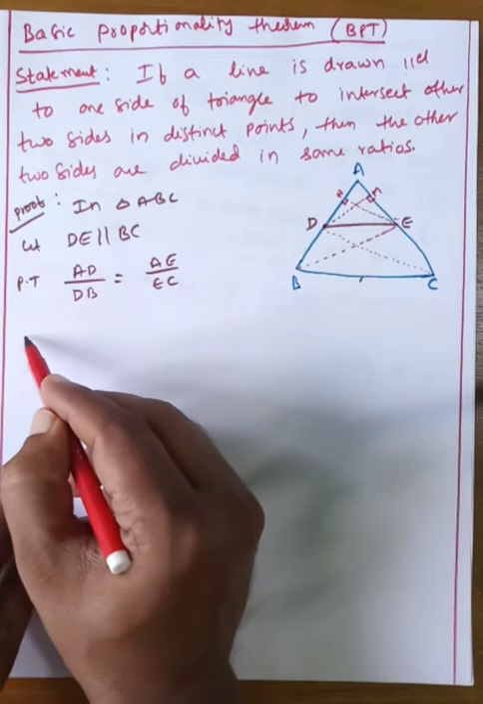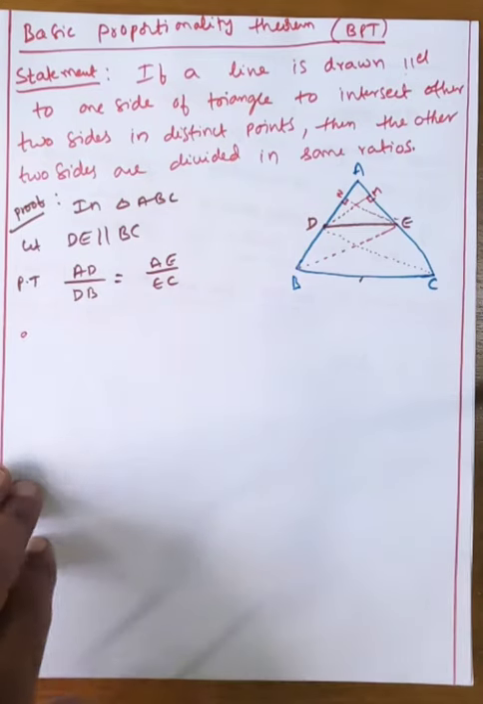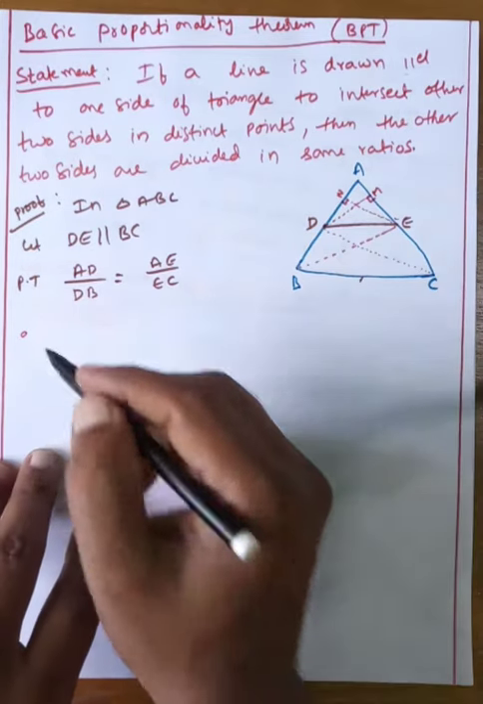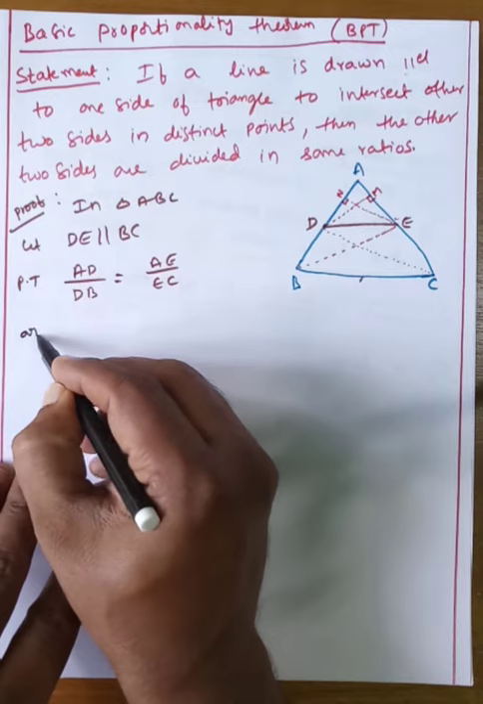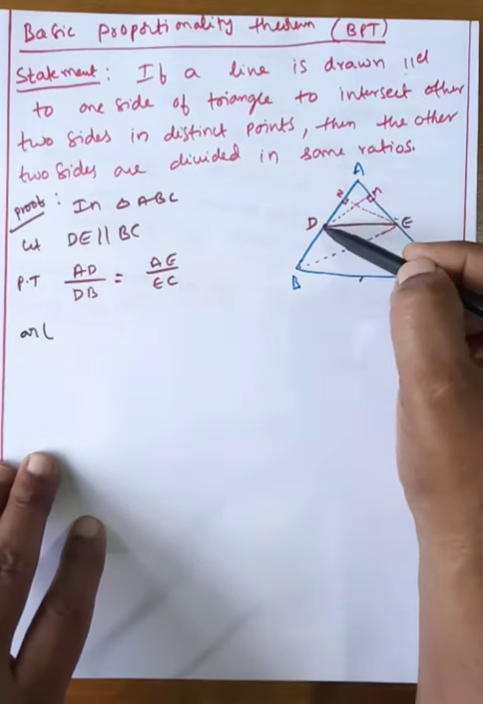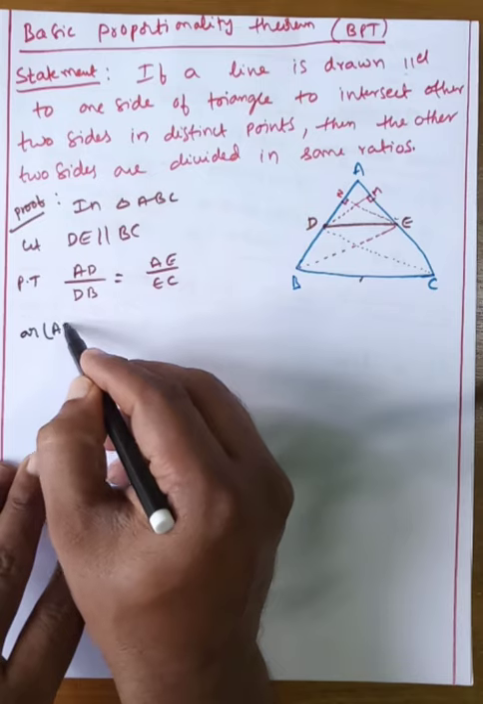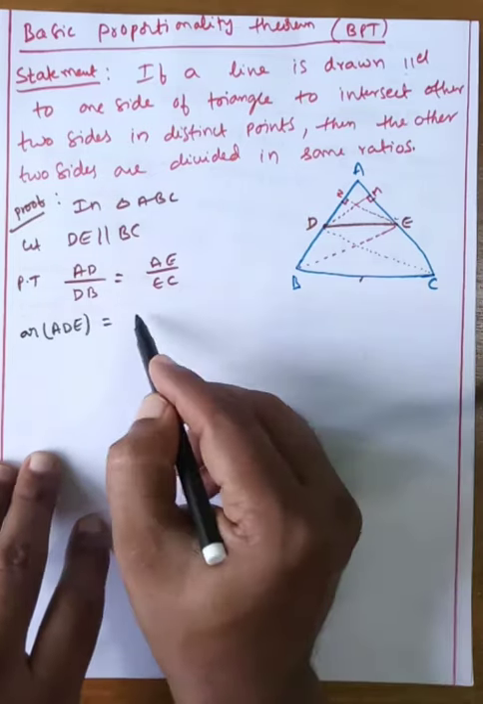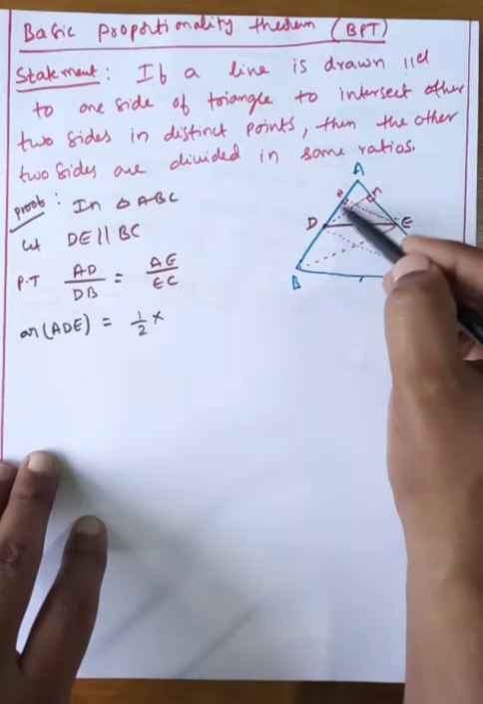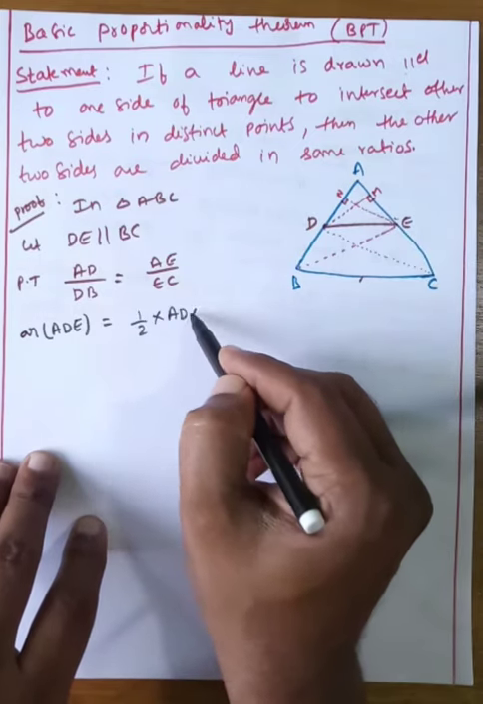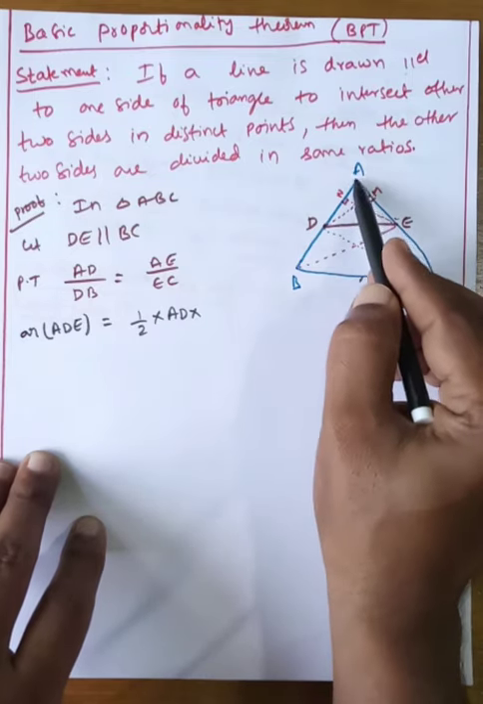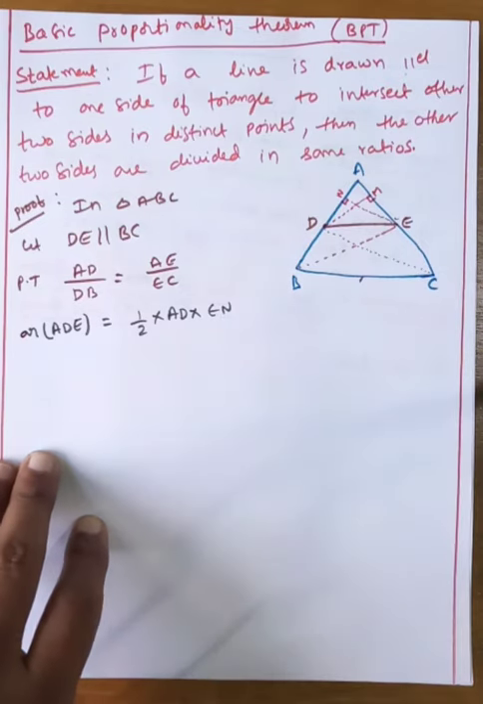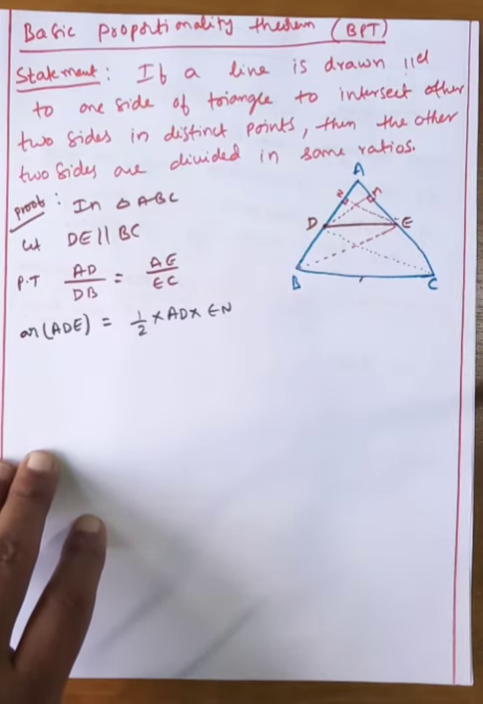Now observe the area, AR. We write just AR for area, which we already learned in class 9. The area of ADE is equal to half into base. First of all, I will take the base AD into the height. This is the base AD, and EN is the height. Okay, my dear students, 100% right.